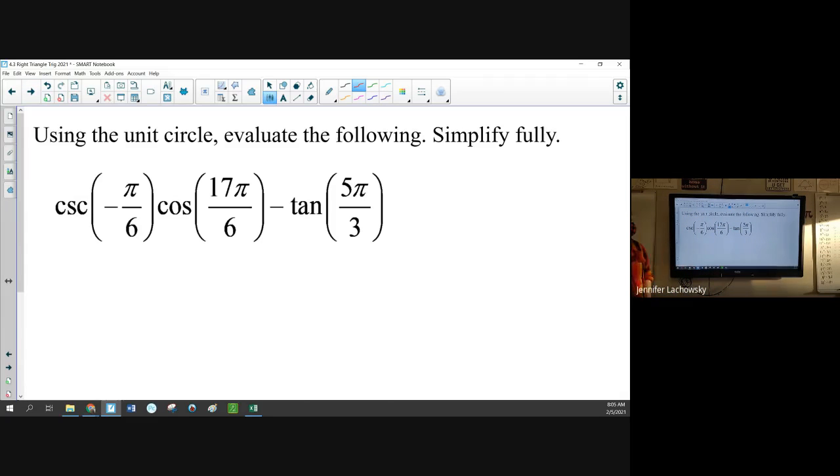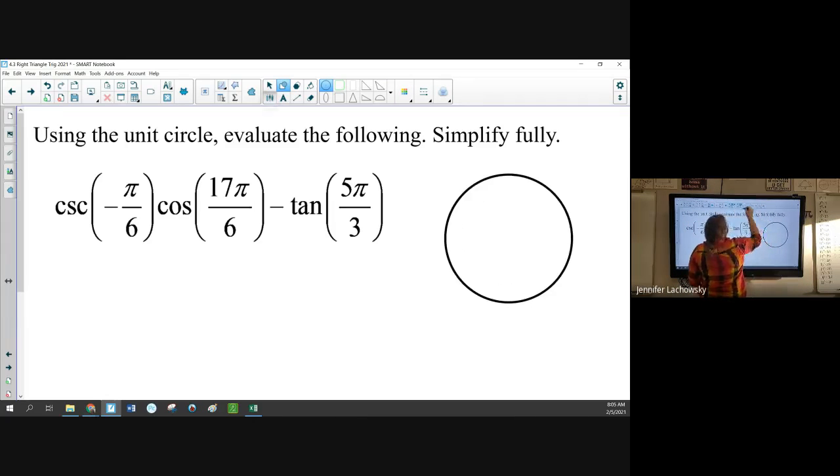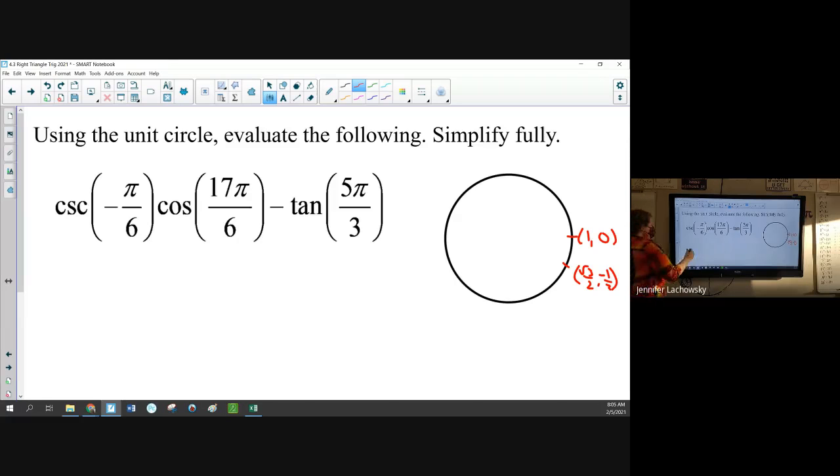So where is negative pi over 6? Okay. So negative pi over 6 is right here. Well, 30 degrees away. So like right there. What is that coordinate point? Square root of 3 over 2, comma, negative 1/2? Okay, so cosecants are reciprocal of what? So which one of those is sine? The negative 1/2? Did y'all write all that down already? Okay. Go ahead and write it down. Yeah, it's an expression. It's the first cosecant times the cosine minus the tangent.